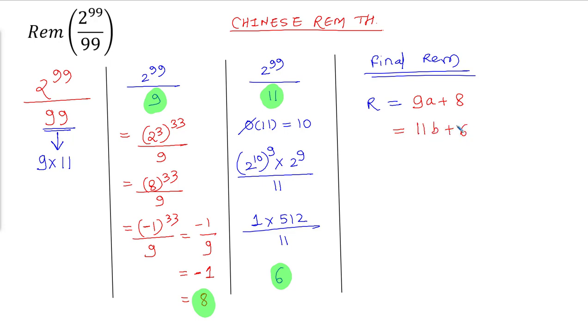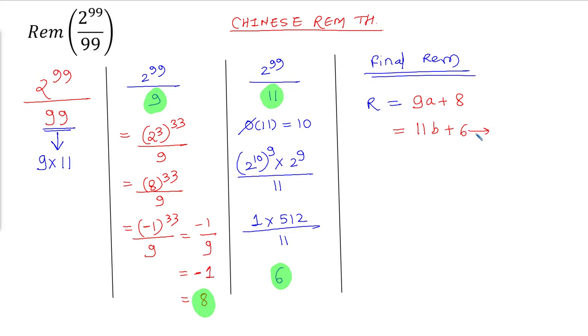The first possible number which satisfies both conditions is our final remainder. So look at the first possible number which satisfies both the conditions, meaning the number which we can represent as 9a plus 8 and also as 11b plus 6. We need to do some trial and error here.